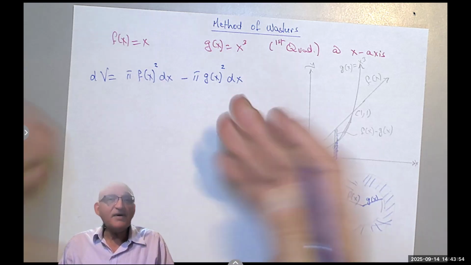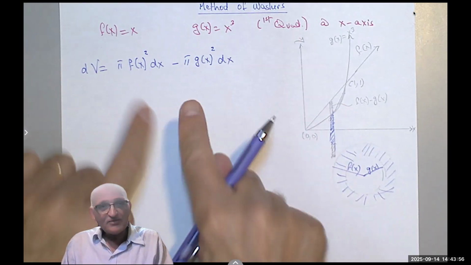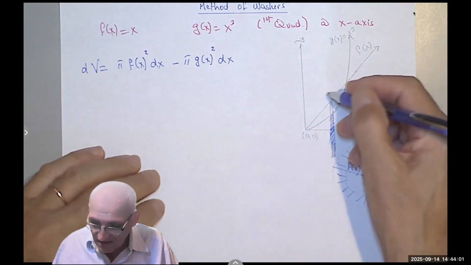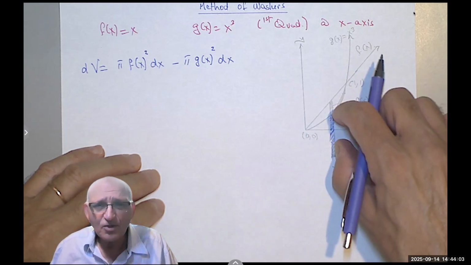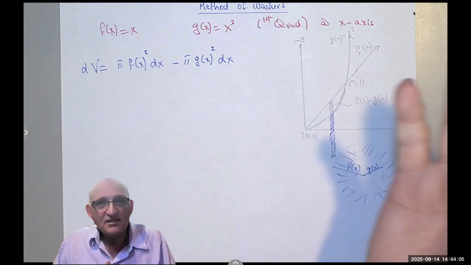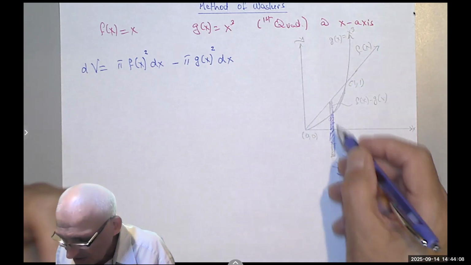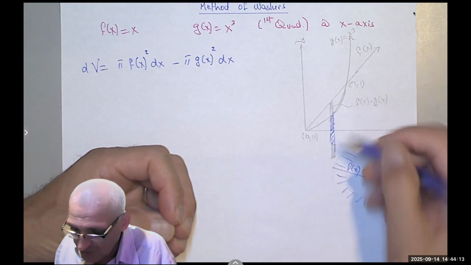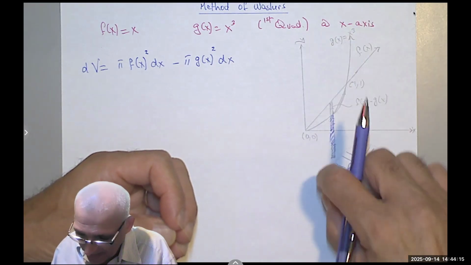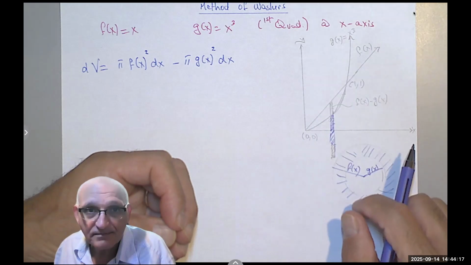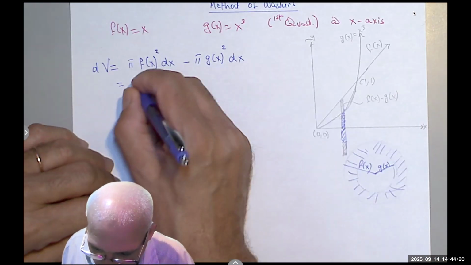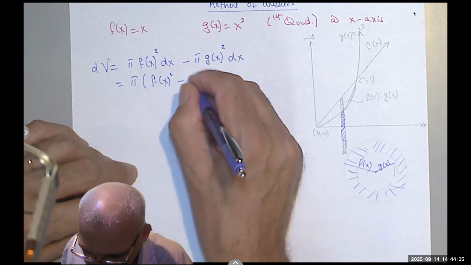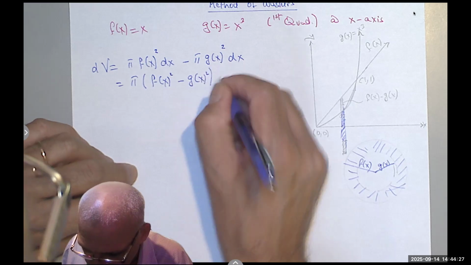So really, we call it the method of washers, but it's the difference between two disk methods. It's a big disk, and you cut from it a small disk. So it's not a new method, but it reminds you that you have to subtract the void generated by rotating this piece about the x-axis. So you factor out the pi, and you get f of x squared minus g of x squared, and you factor out the dx.